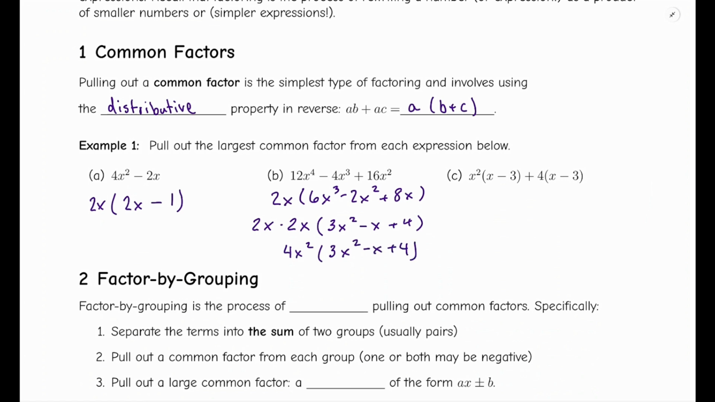What this is telling me is I could have factored a 4x squared in the first step, and then this would have been a one-step problem instead of a two-step problem. I just did it as a two-step problem for teaching purposes.